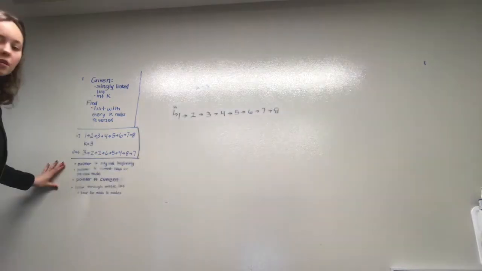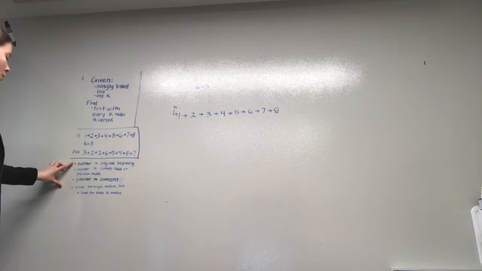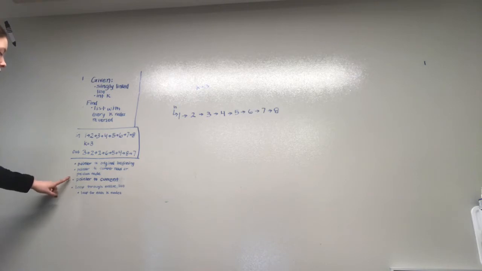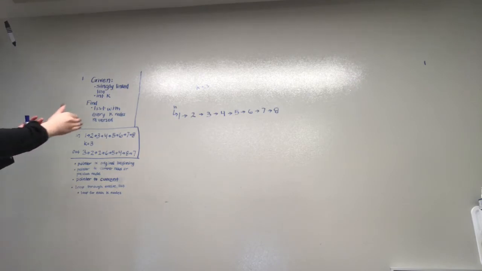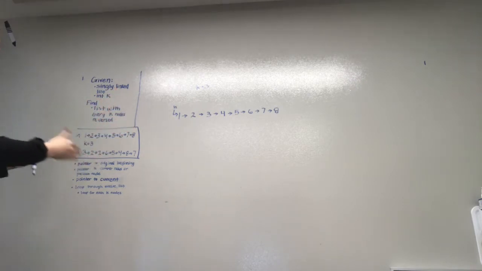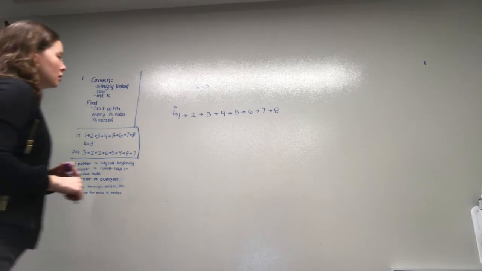I'm thinking about solving this with a pointer to the original beginning, a pointer to the current head or previous node, a pointer to the current, and then we're going to loop. While there is more list, we're just going to be going every k nodes.